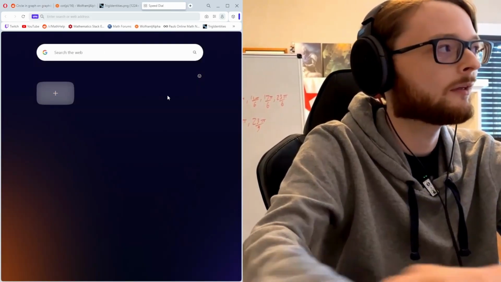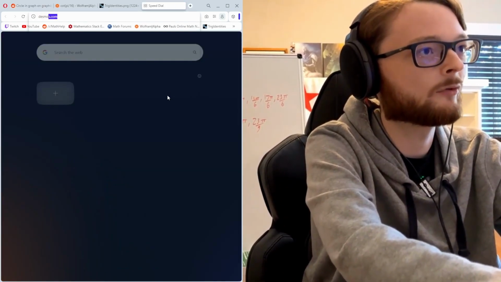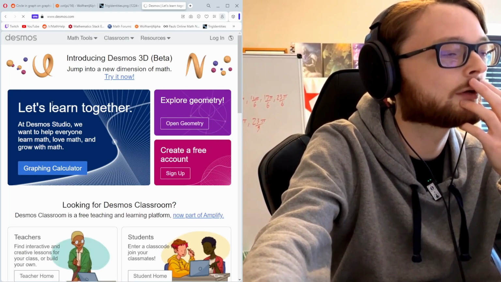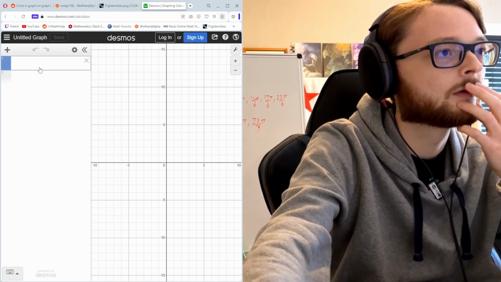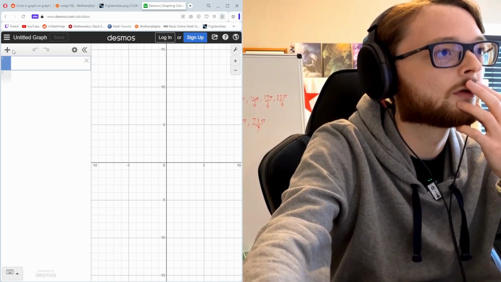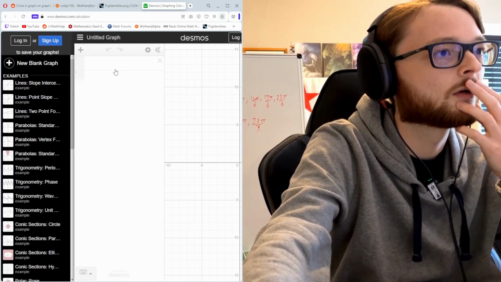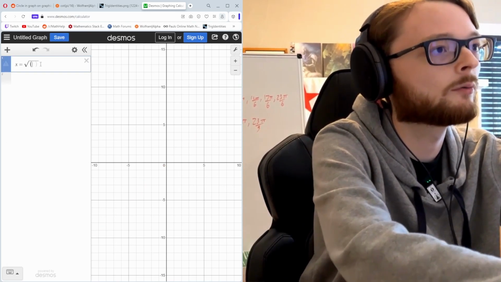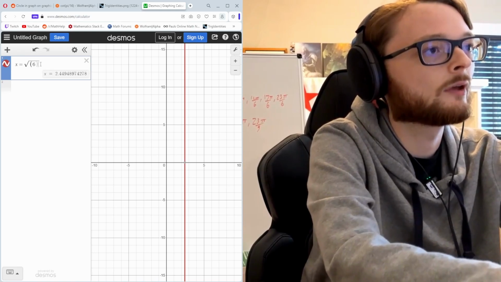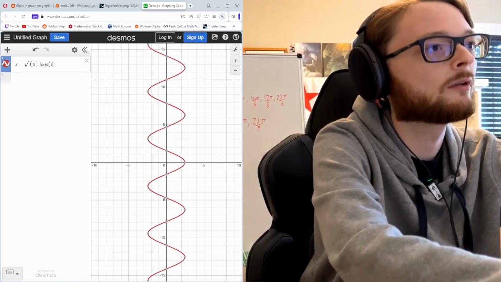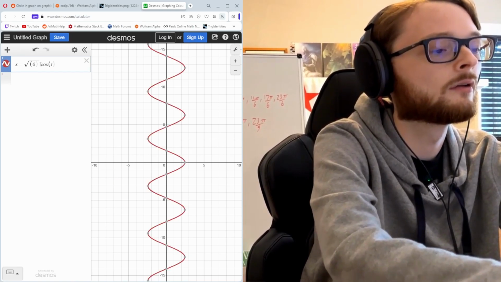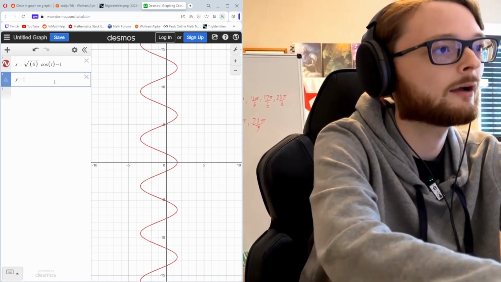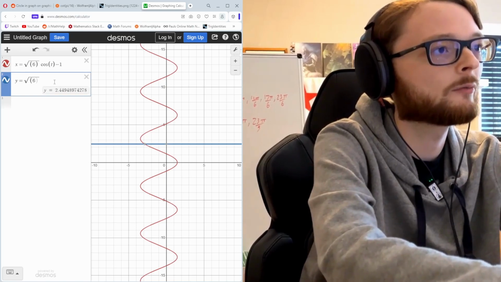So is there a way that I can test this? I assume Desmos can do parametric, right? I just want to test the equations that I would suggest. Let me just try it. X equals square root 6 cosine t -1. And just see how it reacts to this. I don't know if it's going to automatically know it's parametric or not.